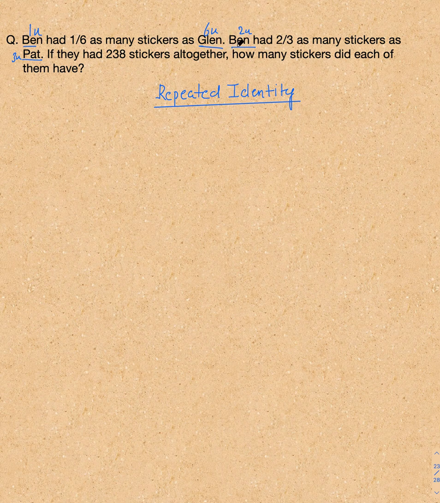In the first case, we'll be comparing Ben and Glenn, meaning how many stickers Ben is having and how many stickers Glenn is having. So let's say this is my case 1, and we write here Ben and Glenn. What do we have from the question? Ben is 1 by 6 of Glenn. That means he's having only 1 by 6 as many stickers as Glenn. That means if Ben is 1 unit, Glenn is 6 units, right?